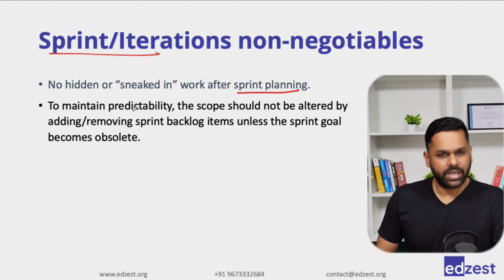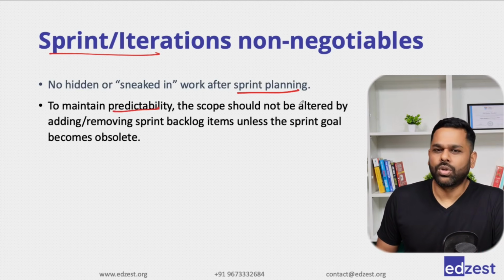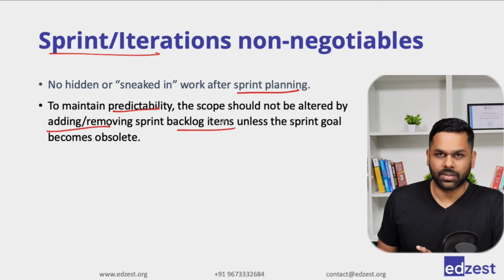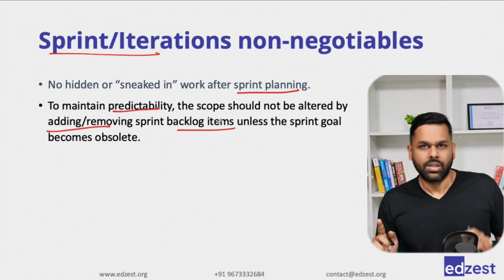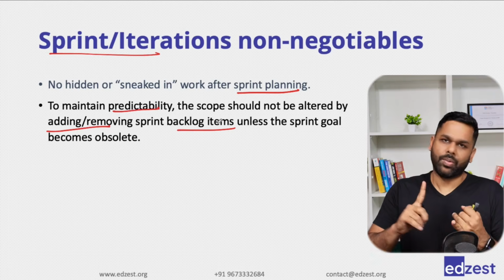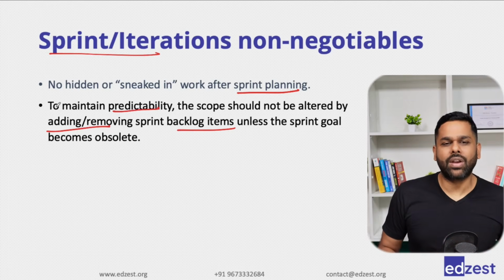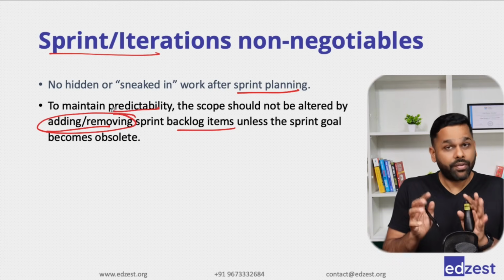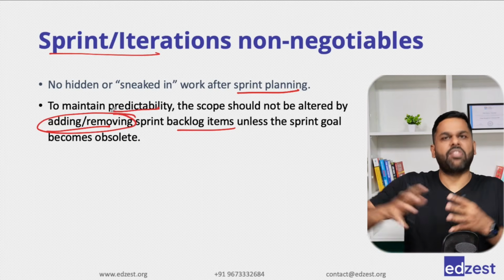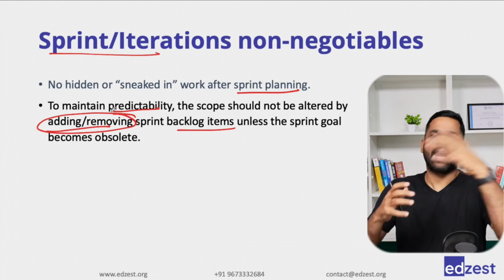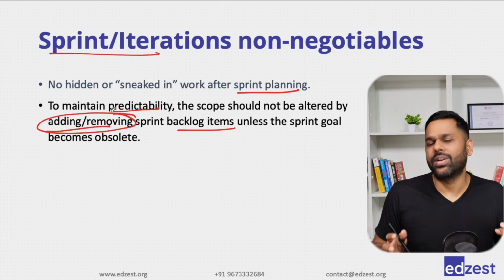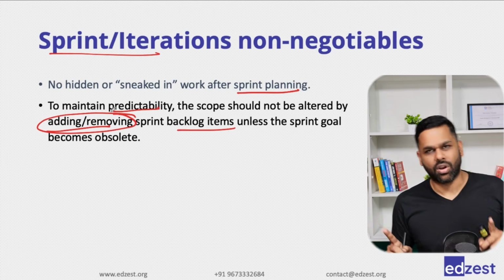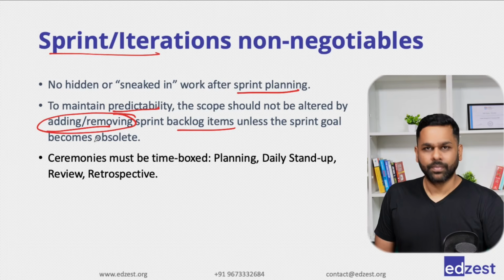Second, to maintain predictability, no other scope should be added, edited or removed from the sprint backlog items. Yes, it can be cancelled by the product owner. So anything to be done on the backlog would be done by the product owner, but they cannot add or remove within the sprint. If the team has completed all the user stories and has enough time within the sprint, then they can discuss and add one more user story. That is logical. Right? But while the work is going on, if they have not completed user stories and then try to add something, that is a wrong thing to do. We don't do that.